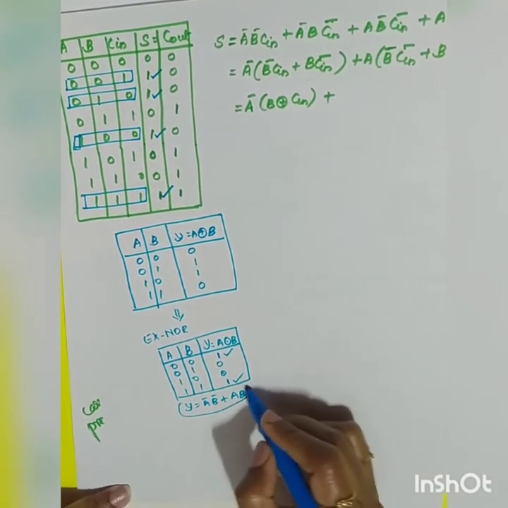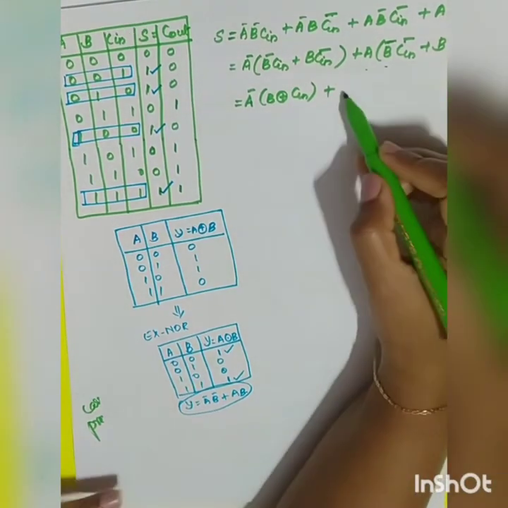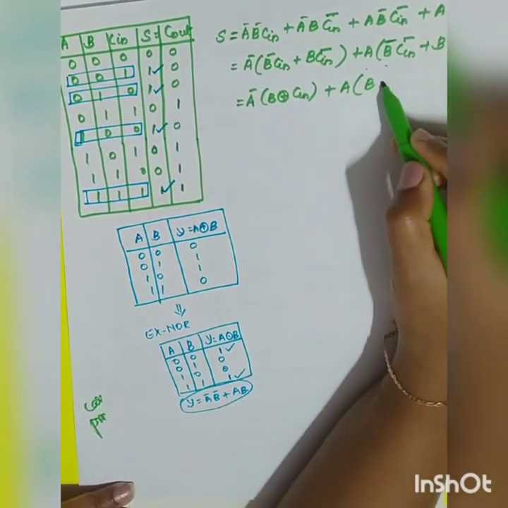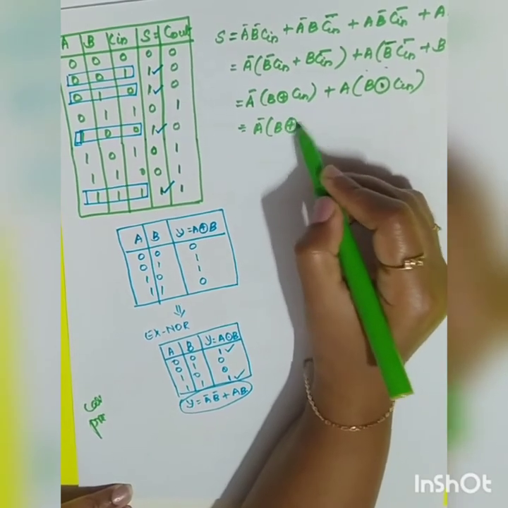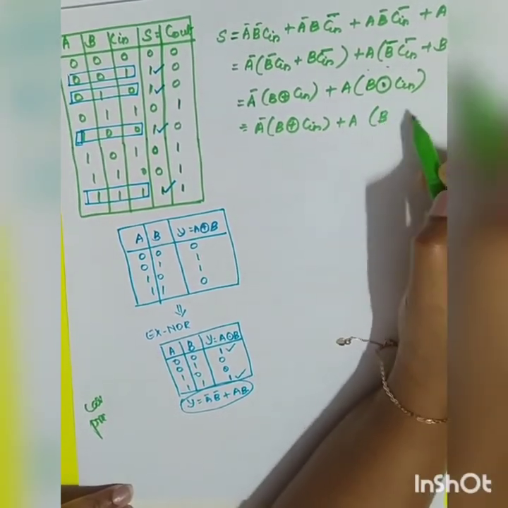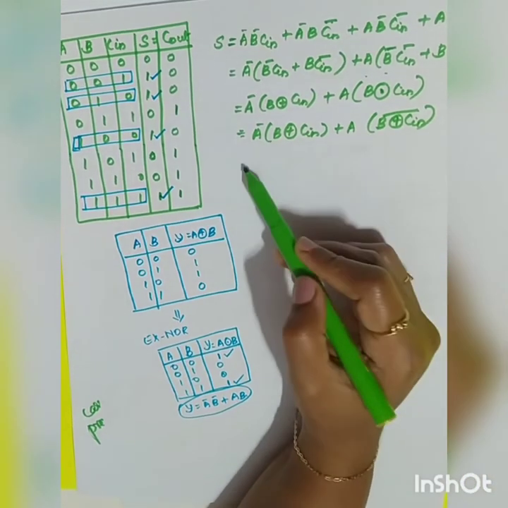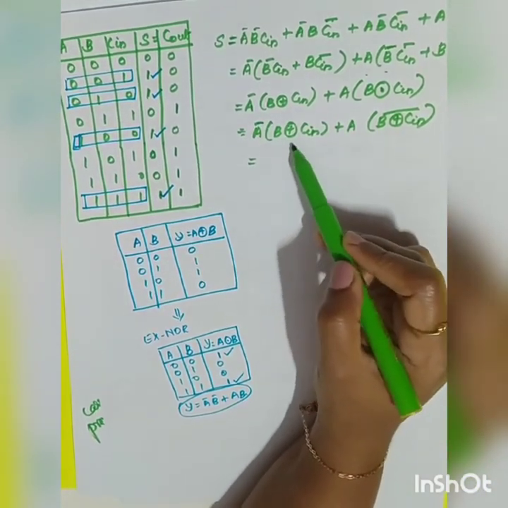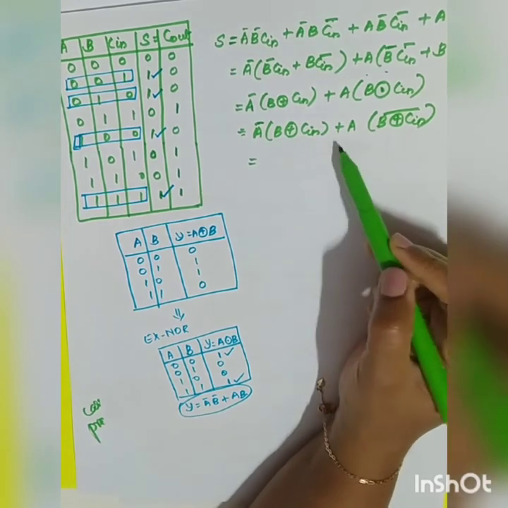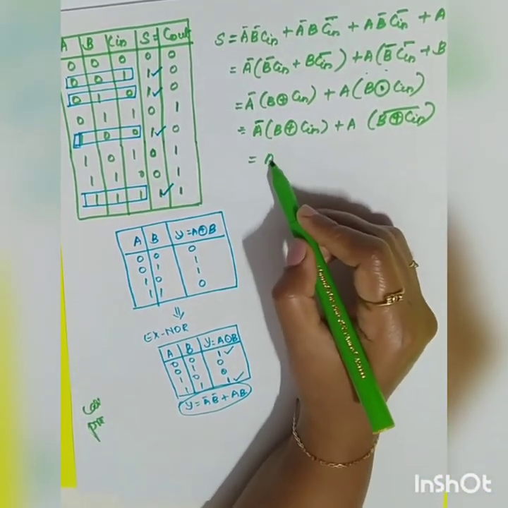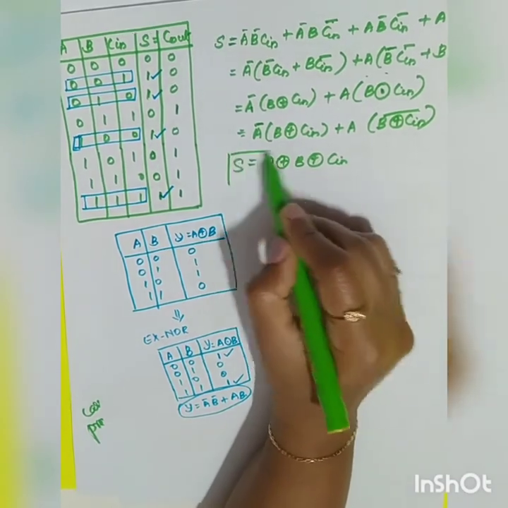See this, whether this expression is matching with this expression: B bar C in bar plus B C. So I can write it as A into B XOR C in plus A into B XNOR C in, that is XOR the whole bar. Okay. Now you have got A into B XOR C in plus A into B XOR C in the whole bar. It is also looking in the fashion A bar B plus A B bar, right? So ultimately what can I write? A XOR B XOR C in. So this is how I have got the expression.